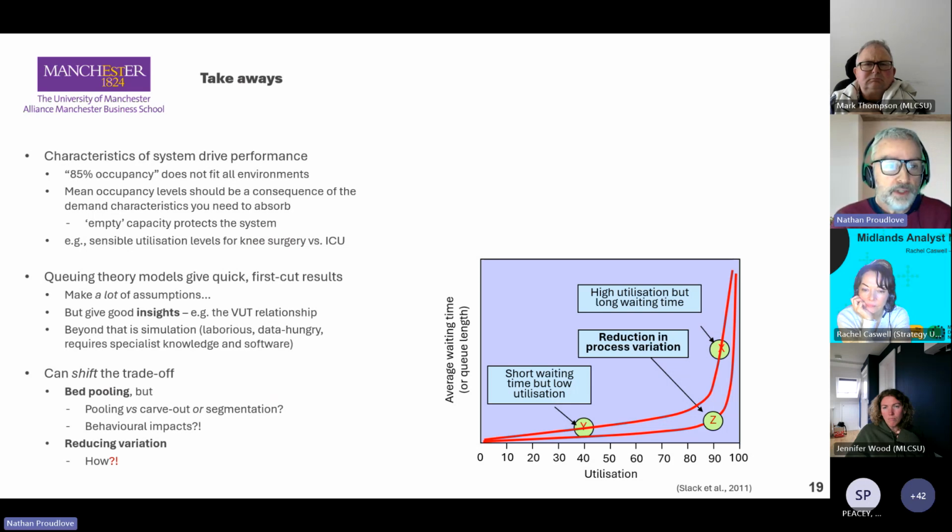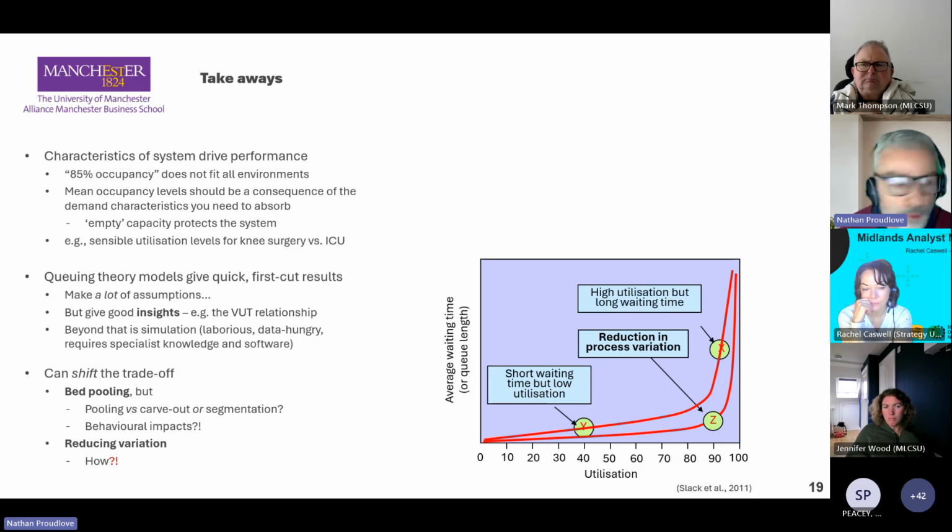So that really is the central message from this, that the characteristics of the system drive its performance, and that this 85% doesn't fit all characteristics, of course. It's a nice benchmark figure, and it's often talked about in operations management, but some systems are much more clockwork than that. For example, knee surgery, booking the patients in, they're all in for the same sort of thing, they won't be staying very long. You can run at much higher occupancies than that, whereas something like ICU, pediatrics needs much lower.